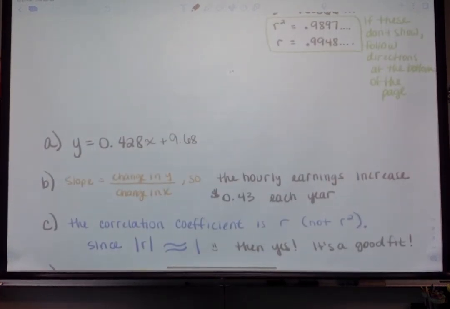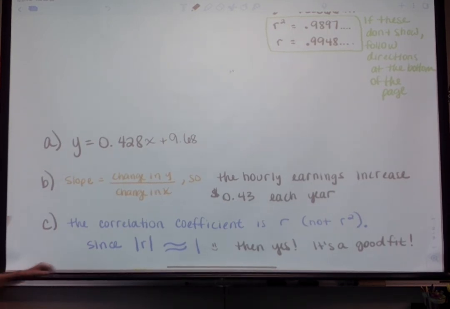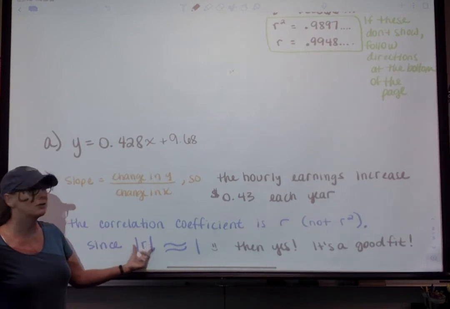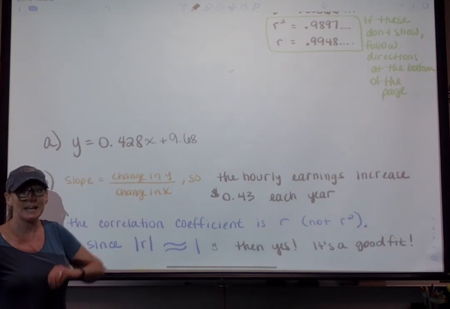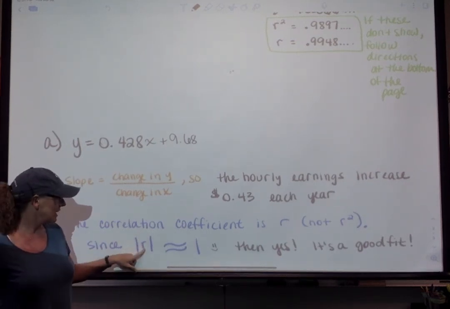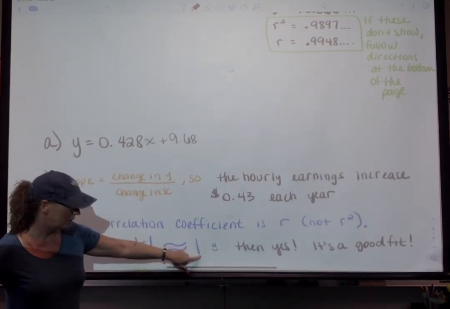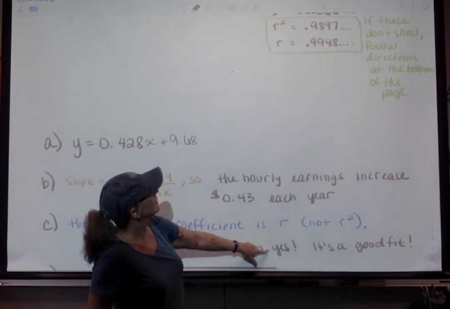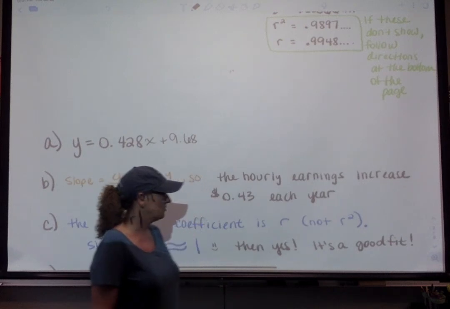Part C asks for the correlation coefficient. So here's what you're looking for. You're looking at the absolute value of that decimal, because remember, positive 1 is good, negative 1 is good. Is the absolute value of that decimal close to 1? Yes, it is. It was 0.9948. So yes, it is. It's a good fit.